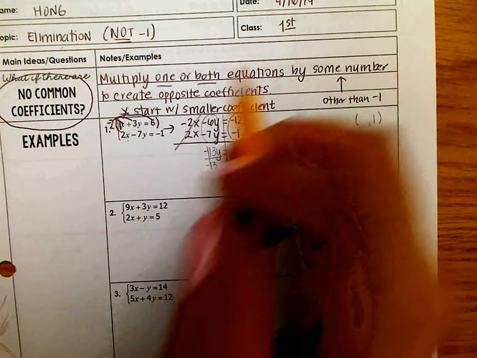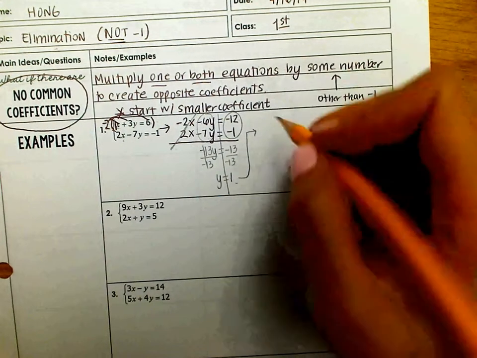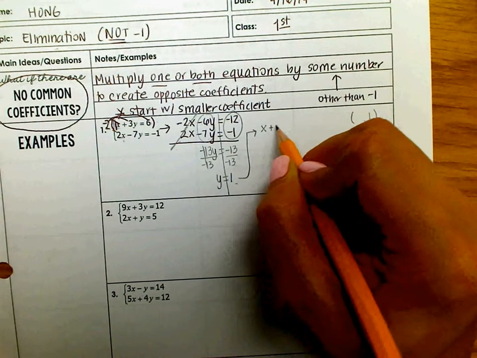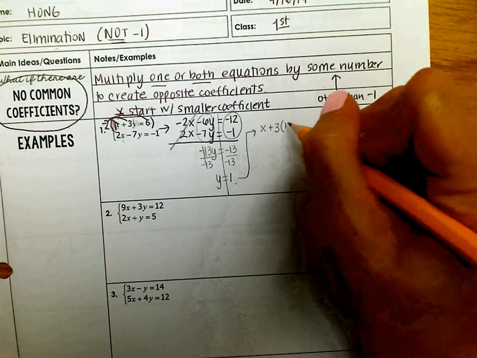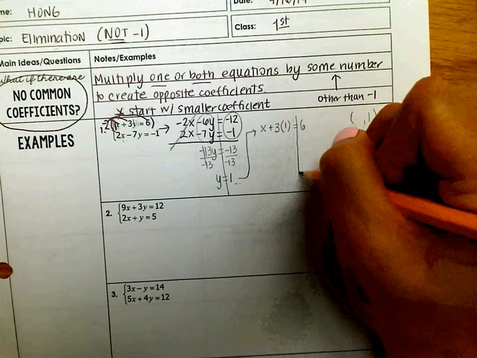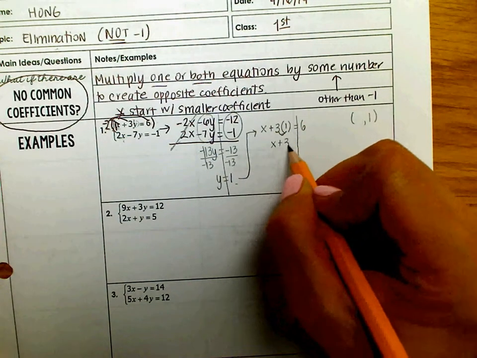All right, so you can use the top equation or the bottom. I'm going to use the top. So you have x plus 3y. Now we know what y is. We're going to replace the y with this +1. I almost said negative. Equals 6. And then multiply these first, so you get 3 times 1 is just 3. x plus 3 equals 6.